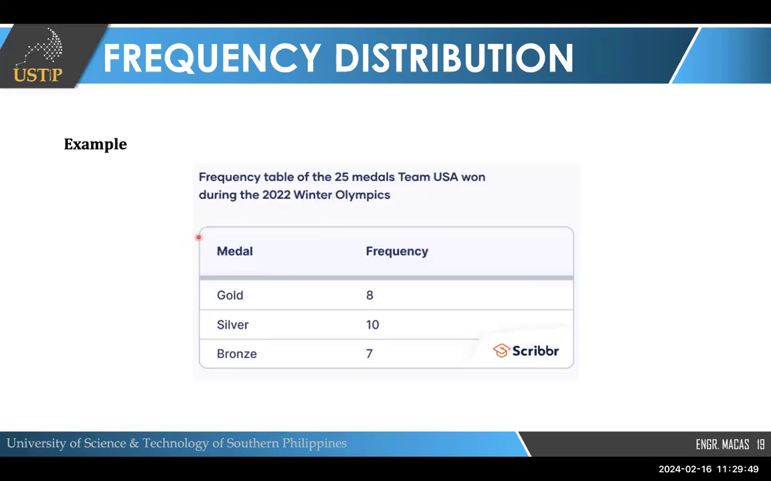Okay, example. This is the frequency table of the 25 medals Team USA won during the 2022 Winter Olympics. For the gold medal, 8. Silver, 10. Bronze, 7. And of course, it should total, your frequency, class, the total should be the total of your survey or data. So in this case, 25. Of course, you check that the total frequency must be 25.